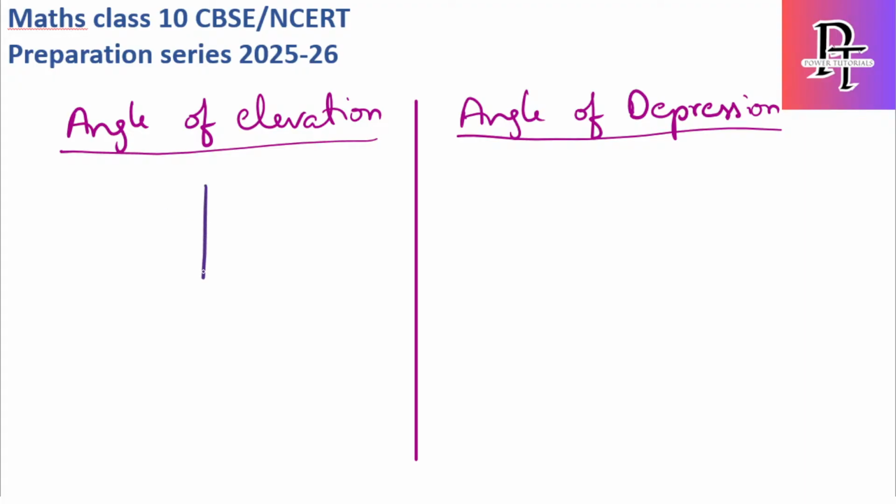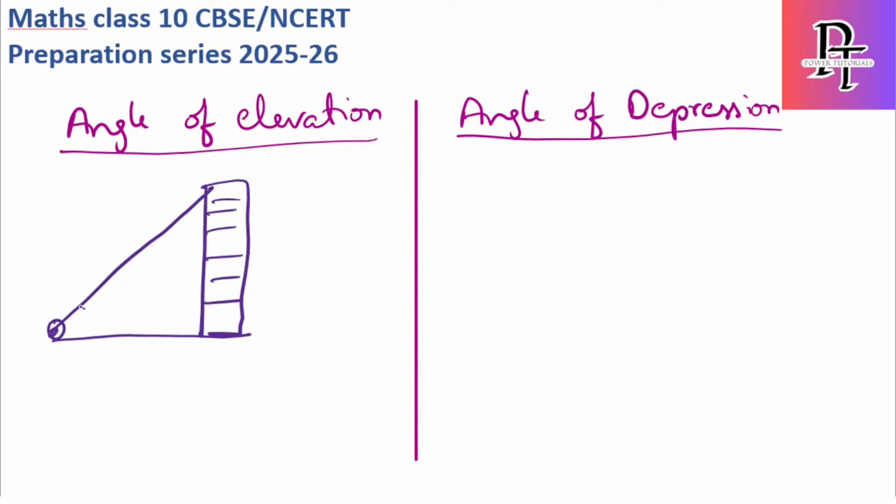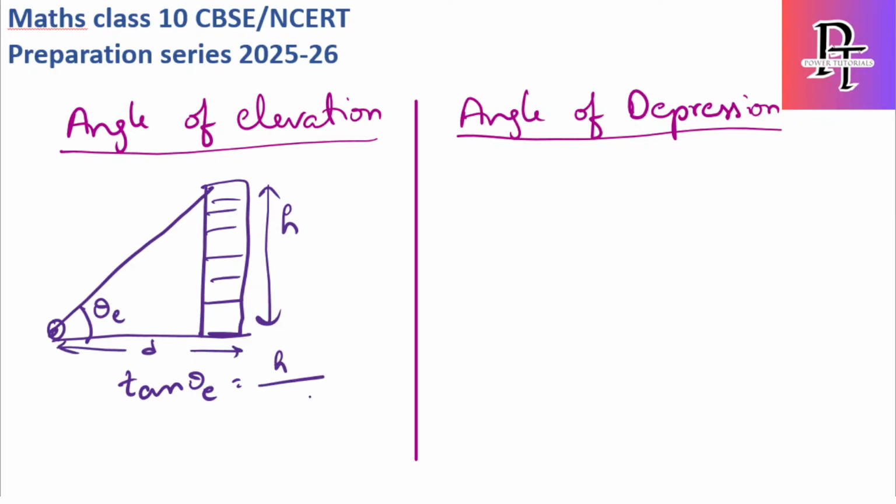Suppose we have a building here, and we have the ground, and on the ground we have a boy at this position. If he wants to see the top of the building, then the angle from the bottom to the top of the building is nothing but the angle of elevation. So here I can say tan theta e, that is the angle of elevation, is nothing but the height of the building divided by the distance from the object on the ground to the building. Using this we can solve the topics related to angle of elevation.